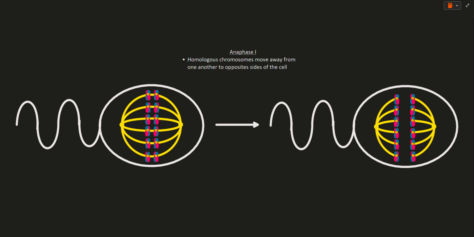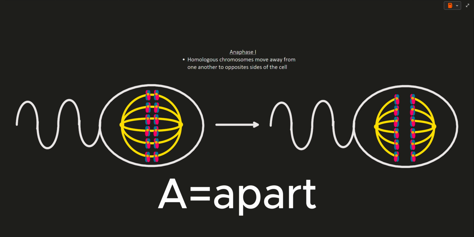During anaphase 1, homologous chromosomes are pulled away from each other to opposite sides of the cell, and homologous chromosomes are split apart. An easy way to remember what happens during anaphase is to remember that the A in anaphase stands for apart, because homologous chromosomes are pulled apart during anaphase 1.